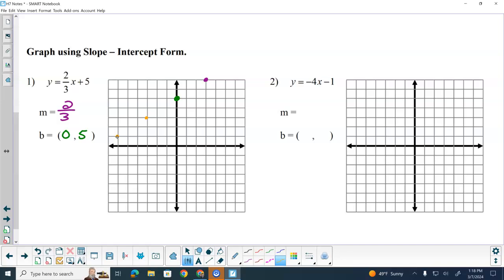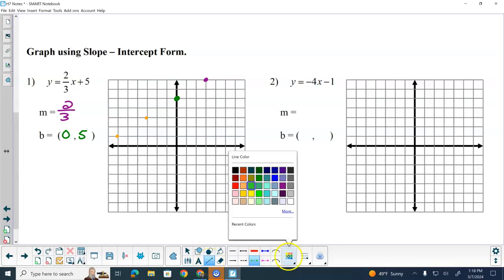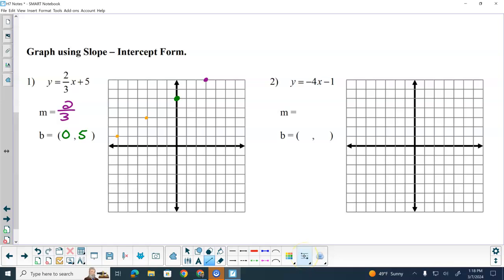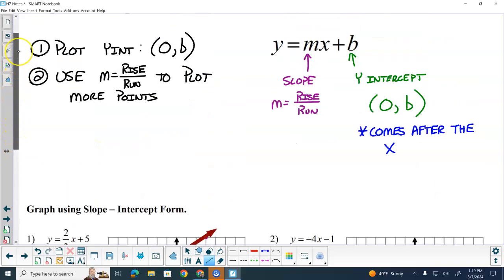What do we do next? Draw. So you're going to use a straight edge: an ID, the edge of your binder, a ruler, an eraser, a protractor, a playing card, a deck of cards, an index card.